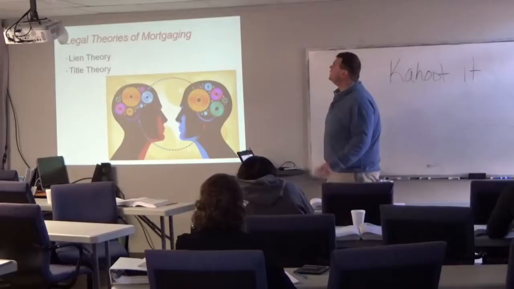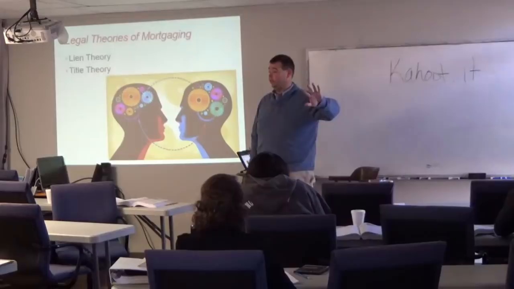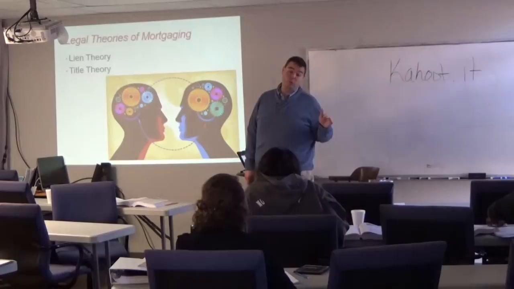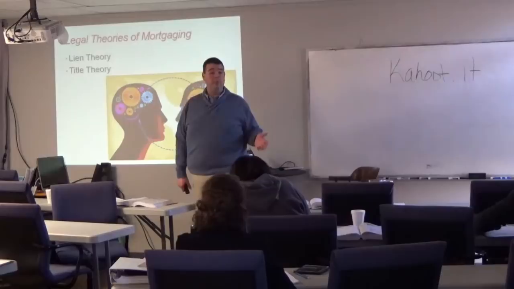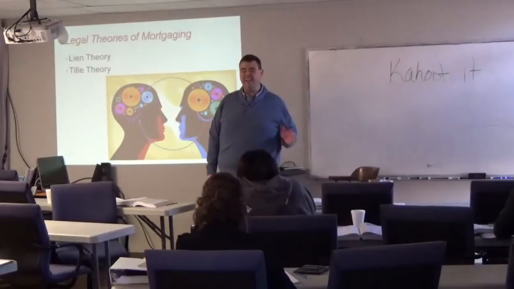So, we need to talk about the two legal theories of mortgage and property. There are two ways. A theory is just a way to accomplish this thing. We have two ways to get this accomplished. And we don't get to choose which one. In fact, the lender doesn't get to choose which one. This is set based on which state you are in. Some states use what we call the lien theory of mortgaging. And this whole idea is called hypothecation, by the way.